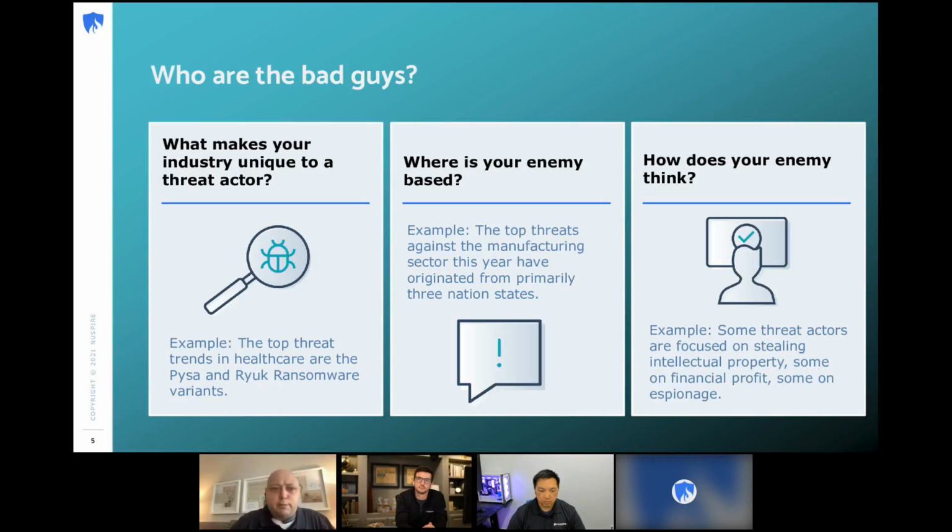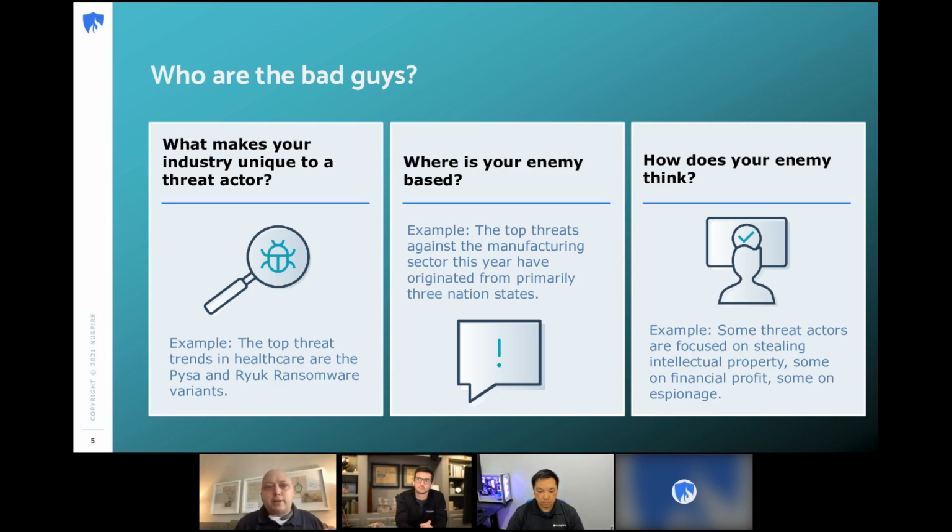So let's talk a little bit about who the bad guys are. The first question that we need to ask ourselves is, what makes our industry unique to a threat actor? I mentioned healthcare earlier. Healthcare has some very interesting paradigms in health IT that are different from other industries. Things like biomedical device networks, an extreme focus on patient privacy and data protection. Retail has a different set of circumstances where security of the point of sale systems, credit card security, and loyalty program privacy are key. Whereas in the manufacturing space, generally speaking, it's all about availability, making sure the conveyor belts are still running, making sure the distribution channels still work, all of that stuff.